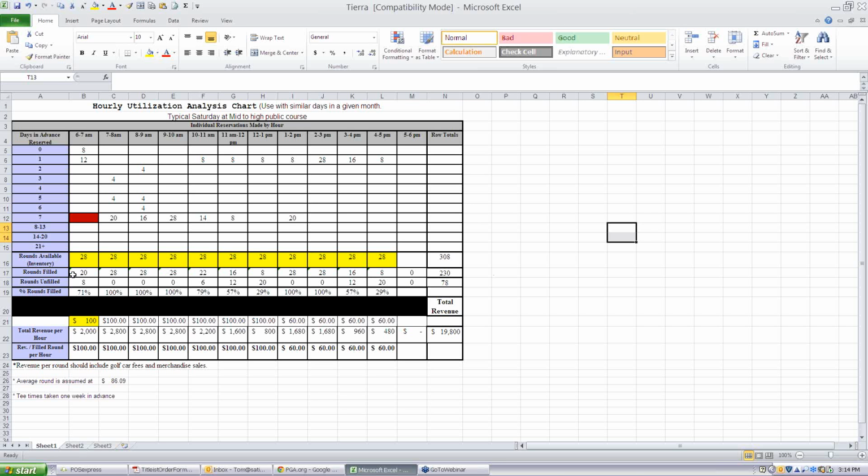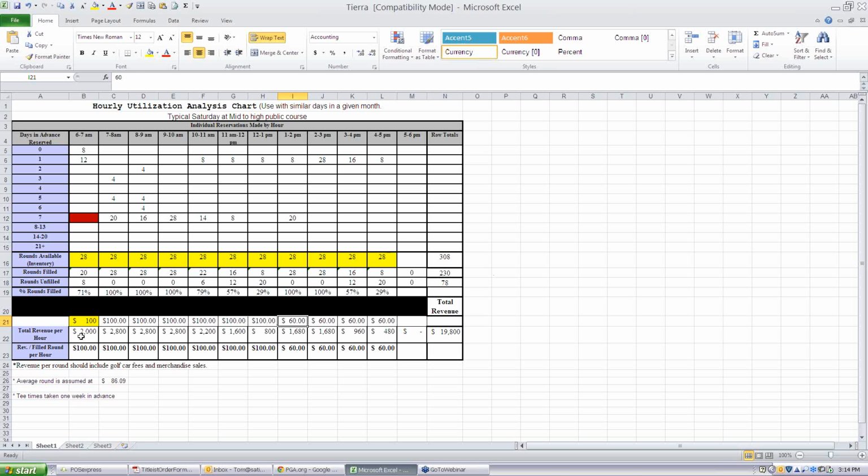We go down to the bottom here. This is their dollar per round. They do $100 during the day. And here you see at 1 o'clock they drop it to $60, where we went from 29% utilization to 100% utilization. So obviously price was a factor towards the later part of the morning.